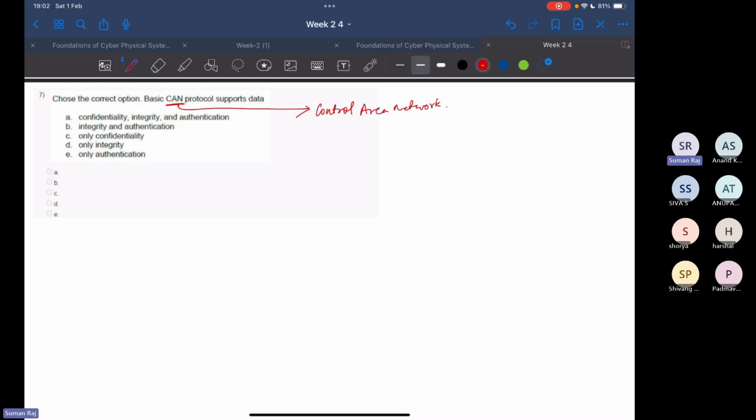Yeah. So what happens in your CAN packets? You have these CRC fields, right? That make sure that your data integrity is maintained. But if you are saying about option A, it means confidentiality. But in the case of basic CAN, what happens is if any node is sending a message, it is being transmitted to every other node, right? And it is being done in broadcast mode. So you don't have confidentiality over there.